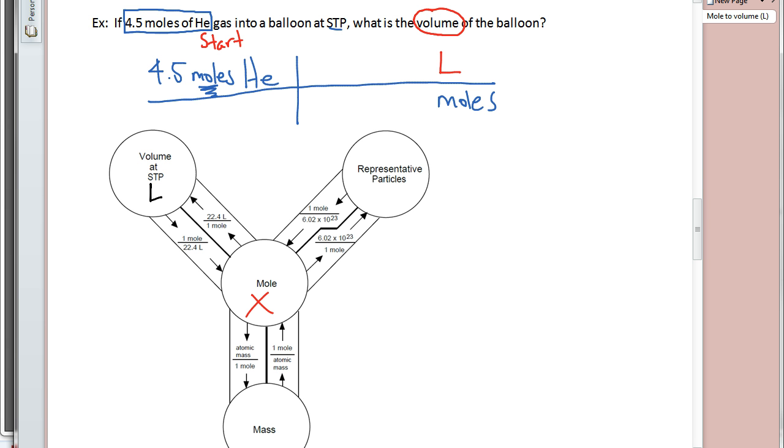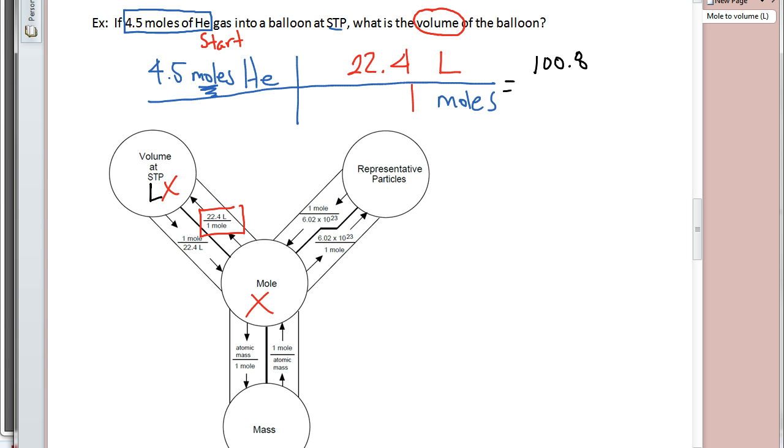which is right here on the mole road, and we're ending at liters, which is right here. So there is my conversion factor, and that conversion factor is going to be 22.4 liters over 1 mole. And notice how those numbers all match up. Because we have a number on the top and a number on the top, it becomes a multiplication problem. 4.5 multiplied by 22.4, and I get an answer of 100.8.